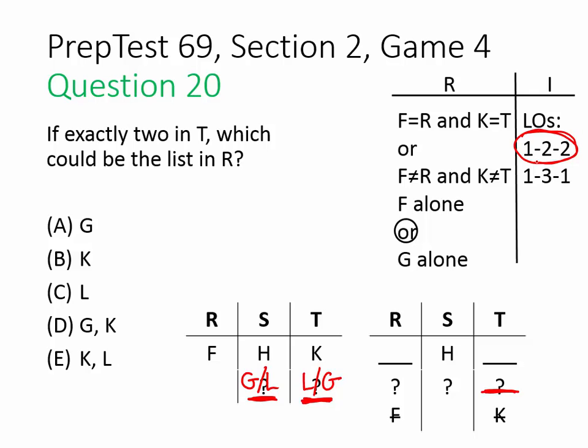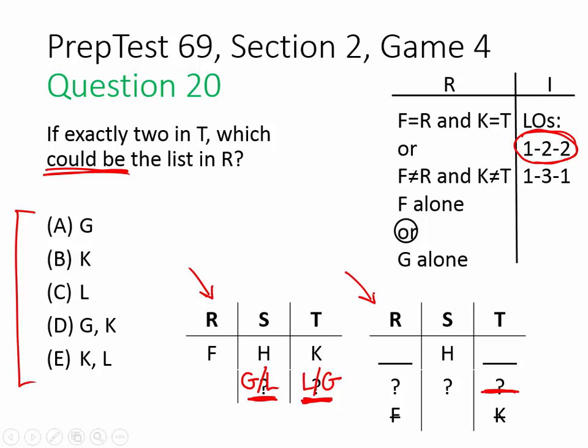And what could be which? Looks like we still have quite a few options for which one is a 2 and which one's a 1. So let's see if we can actually finish this question just using this diagram, because it says it could be the list in R. So right now we see that the list in R is just F. And unfortunately, that's not an answer choice. So we didn't get off the easy way. We have to come back over here and try it the tough way.